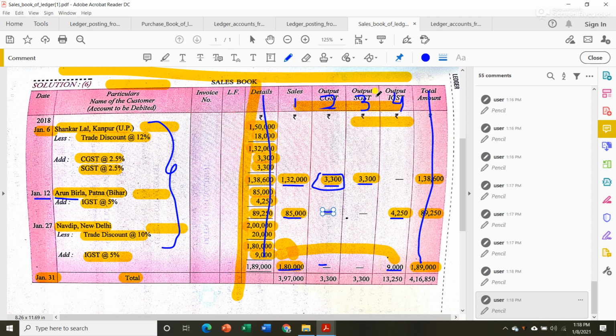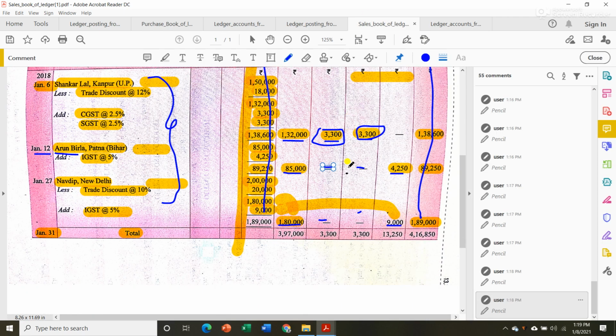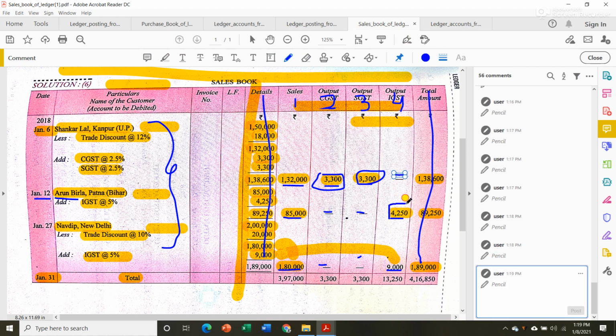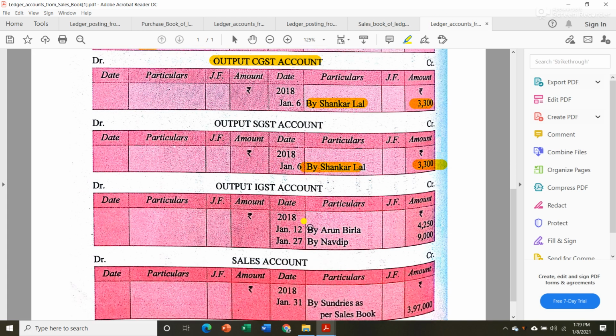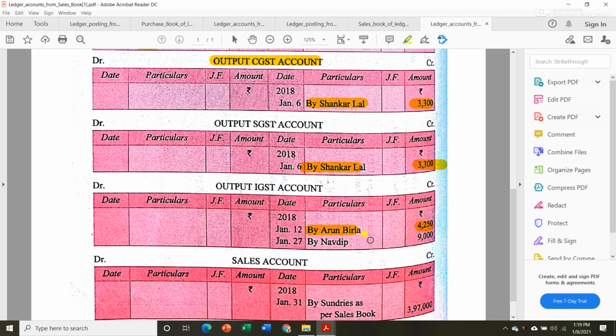Then next we will move on to output SGST. In here also we have only this amount 3,300 and nothing else. So in ledger account we will write 'By Shankar Lal' 3,300, finish. Then next column we have output IGST. In output IGST we don't have Shankar Lal's, but we have 4,250 related with Arun Birla. So we will write 'By Arun Birla' 4,250. Then next amount we have 9,000 from Navdeep. So we will write 'By Navdeep' 9,000.